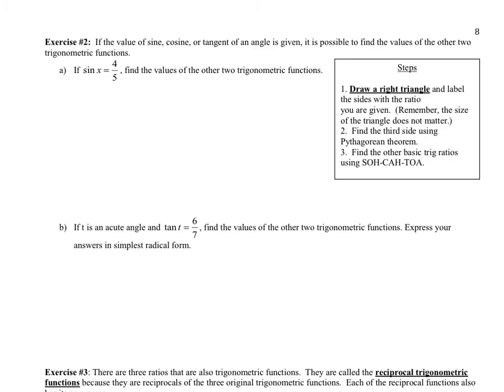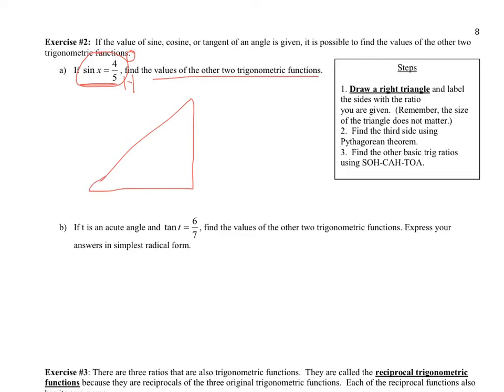So this is a little variation of what we just did. We are given the value that sine x equals 4/5, and we're going to find the values of the other two trigonometric functions. So when I see this, I can really draw any triangle where the opposite and hypotenuse have a ratio of 4:5. The simplest way is just to draw it with those sides.